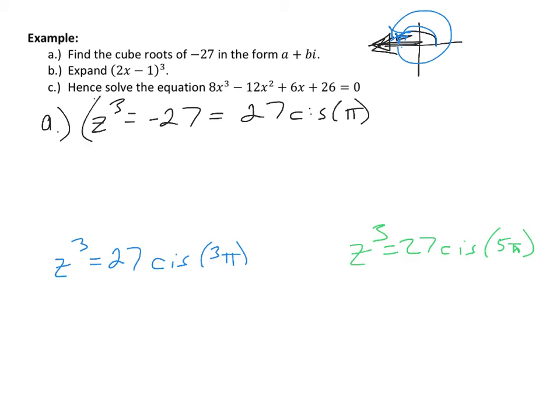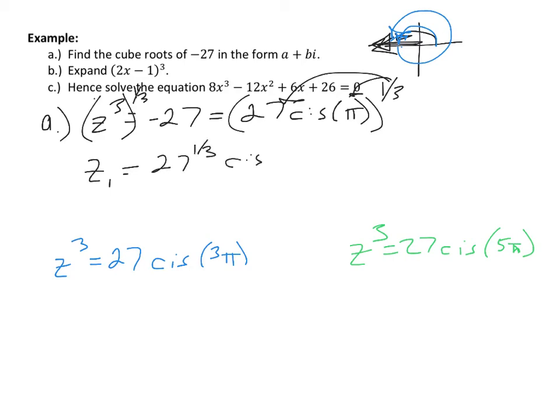I'll take this first equation and raise it to the 1/3 power. De Moivre's theorem lets me, the left side is z1. De Moivre's theorem lets me bring these things in here. So this would be 27 to the 1/3 cis 1/3 times pi. That means that z1 is 3 cis pi over 3.